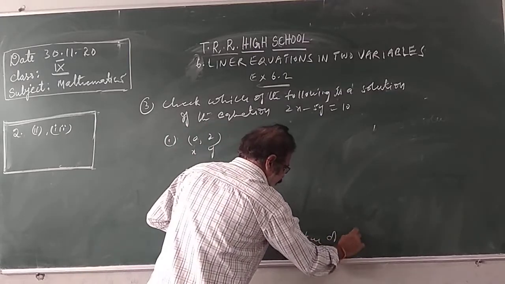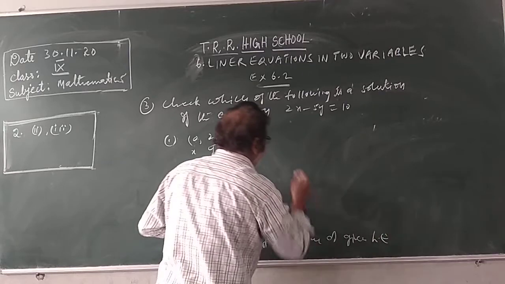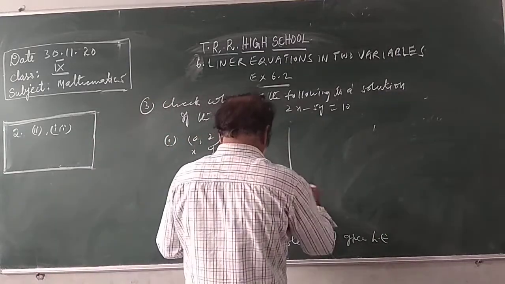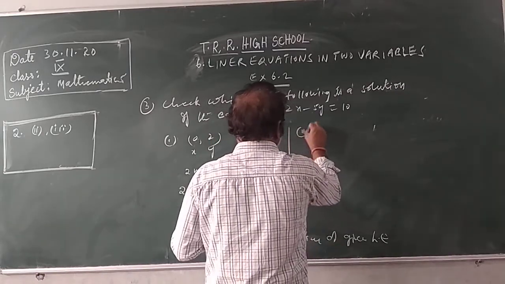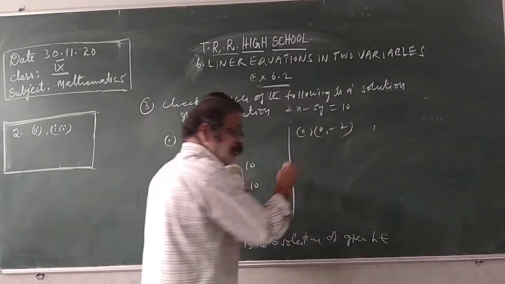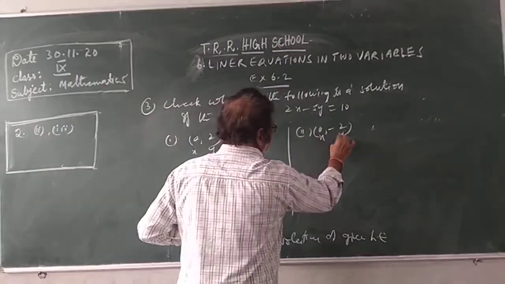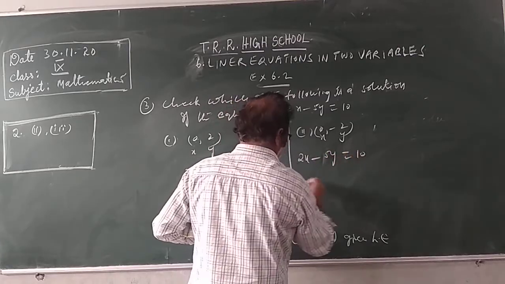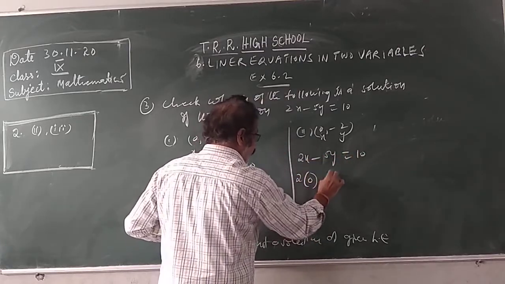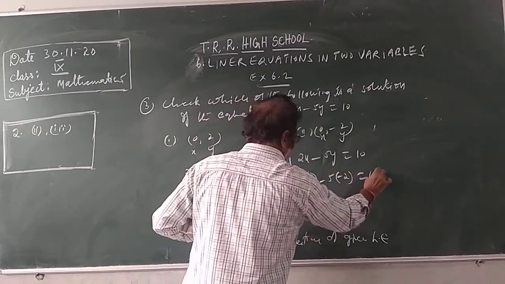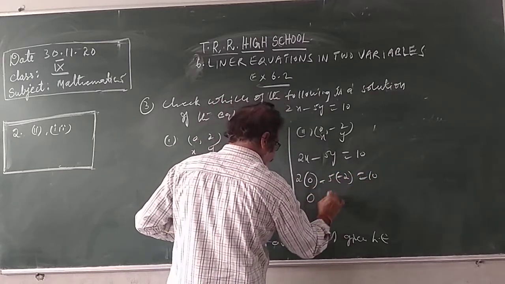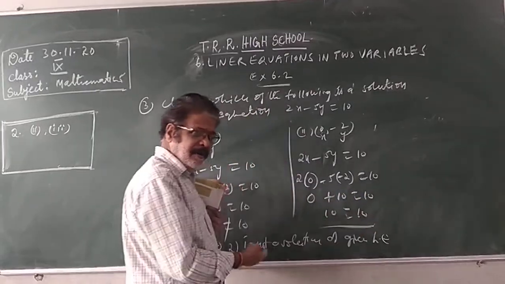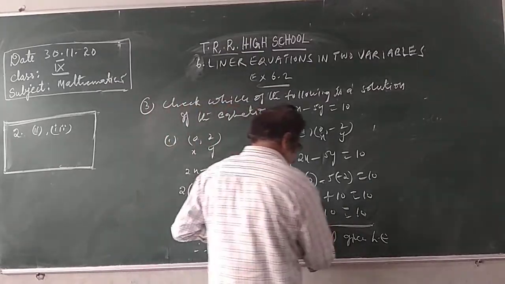of the given linear equation. Similarly, you check the second bit, (5, 0)... (0, -2). Second bit, (0, -2), is it a solution? So this is x, this is y. Substitute in 2x minus 5y equal to 10. 2 into x, 0, minus 5 into y, how much? Minus 2. 2 into 0 is 0, minus 5 into minus 2 is plus 10, equal to 10. 10 is equal to 10. Both sides are the same. LHS 10, RHS also 10. Yes, it is a solution.